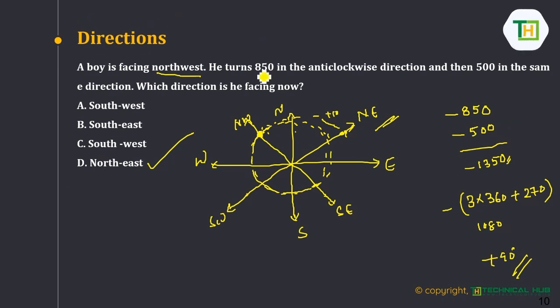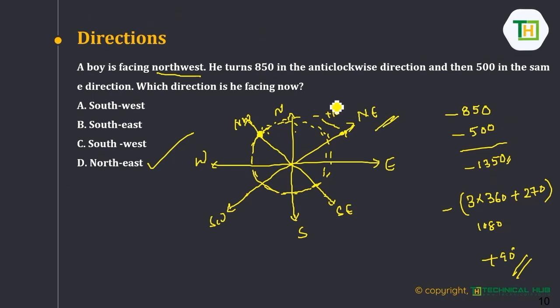Simple. Here anti-clockwise is taken as minus, and clockwise is taken as addition. So both are adding. Which one is greater? Sorry, here clockwise is more, taken as addition. So the answer is northeast.